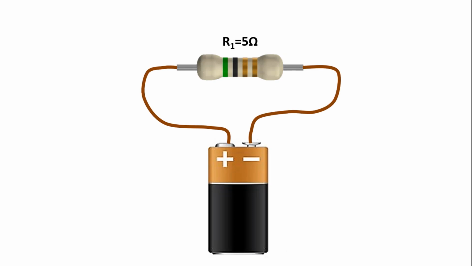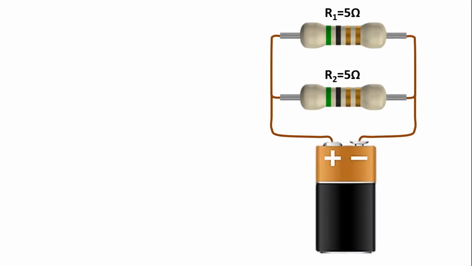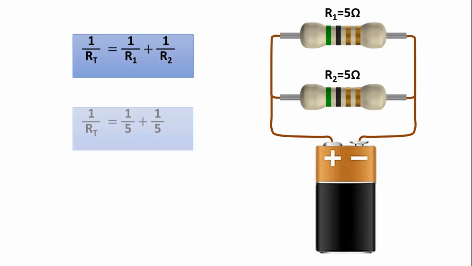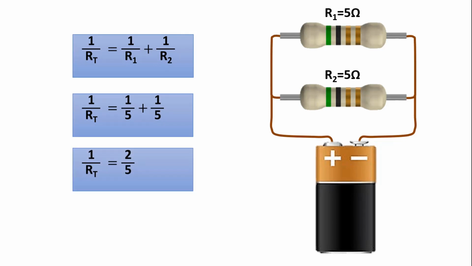For instance, suppose there is a single resistor circuit connected to the power supply. Let its value be 5 ohms. What is the total resistance of this circuit? It's very easy to find. Since there is only one resistor, the total resistance will also be 5 ohms. If we add a second 5 ohm resistor R2 in parallel with this resistor, what will be the total resistance? In this case, the total resistance will be 2.5 ohms. If the two resistor values are the same, the result will be half the value in parallel connection.